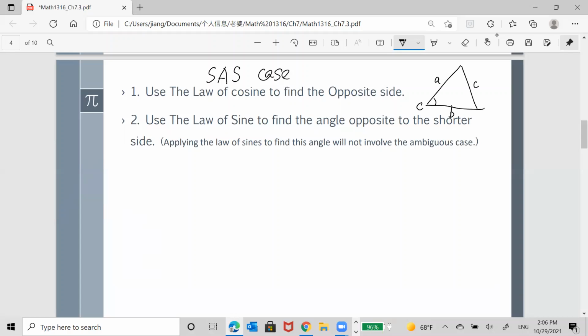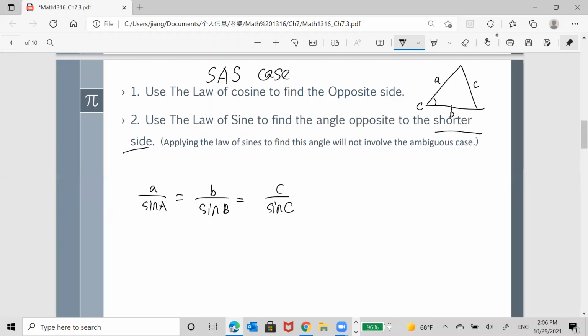And then next step, use the law of sine, find the angle opposite the shorter side. Why are we using the sine to find the other angles? Because sine is easier. The law of sine formula is very easy, so we use that one. And we have learned from the law of sine that A over sine A equals B over sine B equals C over sine C.